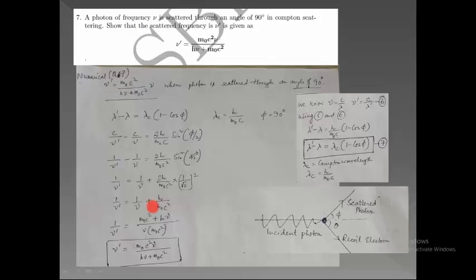I hope you are getting it, those who are practicing. So you have 1 by nu dash, 1 by nu. Change 1 by nu to the right, and then you take the LCM of these two, and you get this, and then do the reverse reciprocal. So 1 by nu dash you get nu dash, and in each this denominator becomes the numerator, and you get the proof.